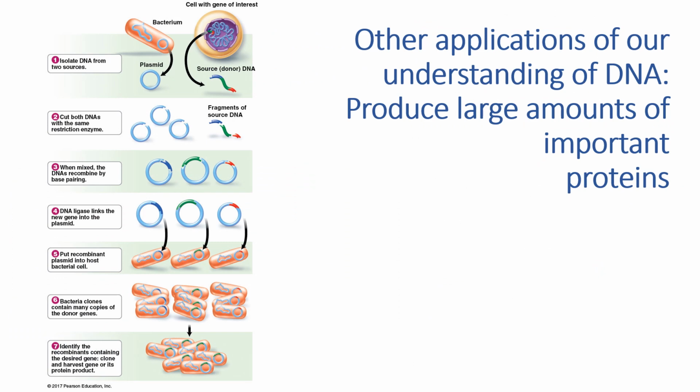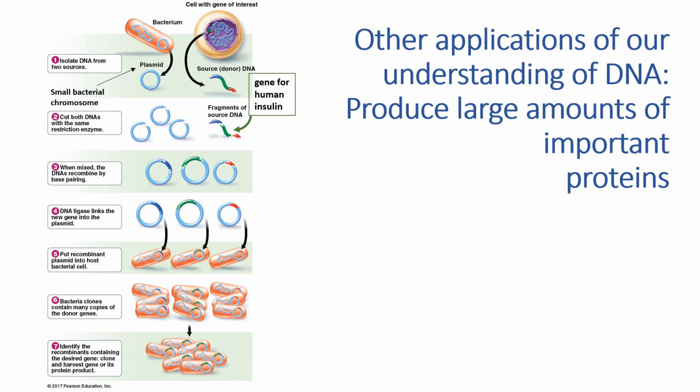There are other applications of genetic manipulation. One of those is producing large amounts of important proteins. The image on the left side of the slide shows us how we might do this. We take a gene out of a cell, and I will, for the sake of argument, say that this gene is the gene for human insulin. We remove this gene from a normal cell, and we insert it in a bacterial chromosome known as a plasmid.